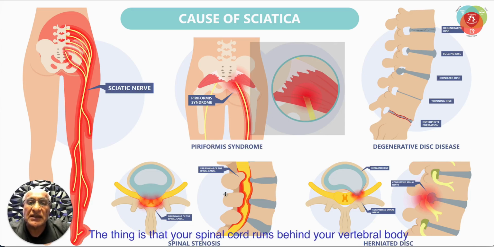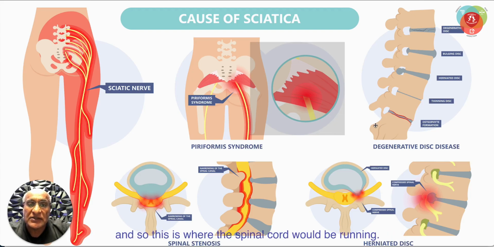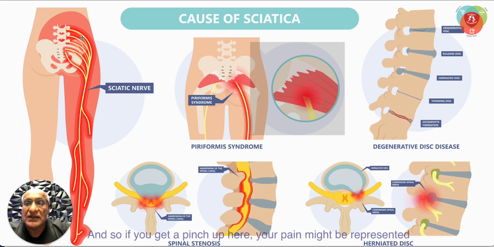The thing is that your spinal cord runs behind your vertebral body. So this is where the spinal cord would be running. This is the vertebral body. This is a side view. So your stomach would be out here and your back is here. When the spinal cord runs back behind the vertebral body, anything that pinches the cord will cause pain down the leg. So if you get a pinch up here, your pain might be represented down here. And that's the issue. The thing is, there's more than one reason why someone can get sciatica though.